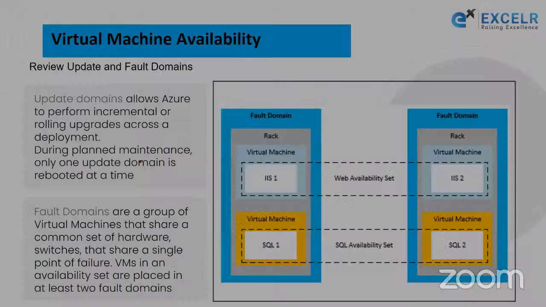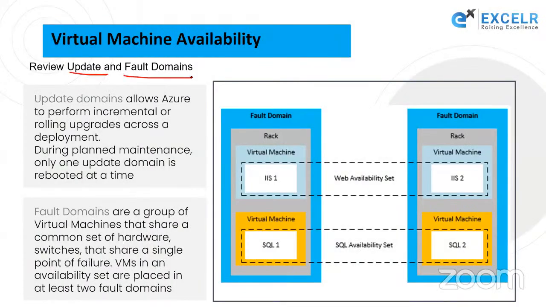Now, what is the concept of update domain and fault domain? As you can see, we have two layers of our application. One is your web layer and one is your data layer. So what is an update domain? An update domain allows Azure to perform incremental or rolling upgrades across the deployment of the virtual machines. During planned maintenance, only one update domain is rebooted at a time. To give more clarity, whenever you create an availability set, your virtual machine is placed into multiple update domains.